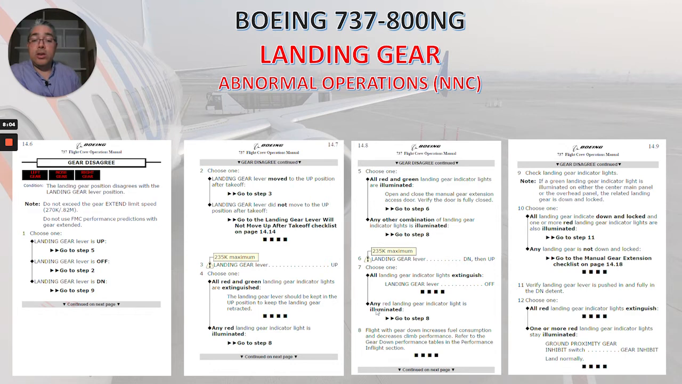Any red landing gear indicator light is illuminated. Then we have to go to step 8, which says flight with gear down increases fuel consumption and decreases climb performance. Refer to the gear down performance tables in the performance in flight section. If we check the other option, it says any other combination of landing gear indicator lights is illuminated. We'll go to step 8, and that's the end of the checklist.